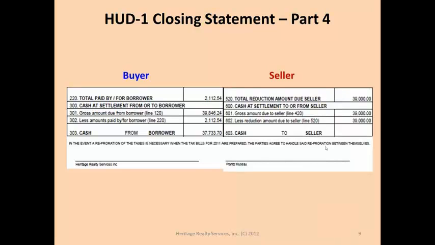Now remember, this is a short sale. The total reduction to the seller turns out to be what it says here, zero. Gross amount due to seller, $39,000 less the reduction. This is the seller. This is the homeowner. So this is a neutral transaction for him. He gets nothing. I have to bring in $37,000. He walks away with nothing, which is a standard clause in most short sale transactions for the lender to give the approval letter.